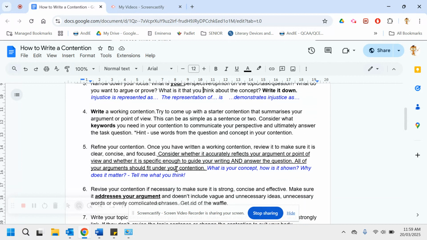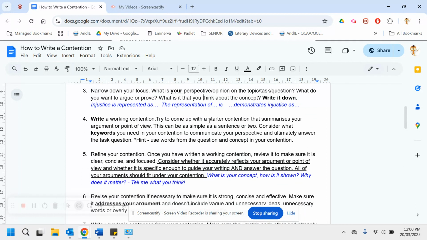So, the next thing that you should do after you've narrowed down your focus, figured out what your perspective or your opinion is, is to write a working contention. Now, this is going to be rough. It'll be just a really rough 1 to 2 sentences of you trying to come up with your argument or your point of view in a summary. So, it can be a simple sentence or two, but it's a start, right?